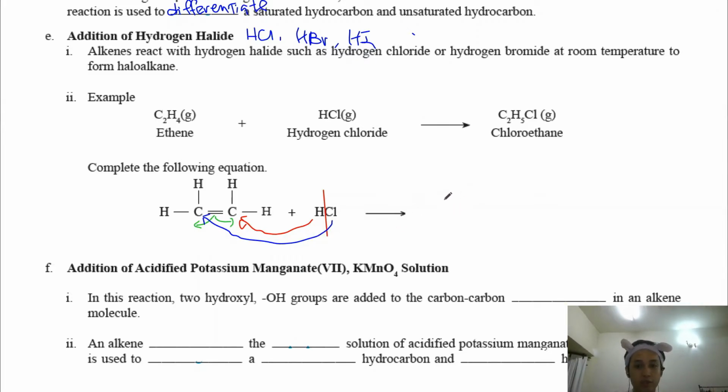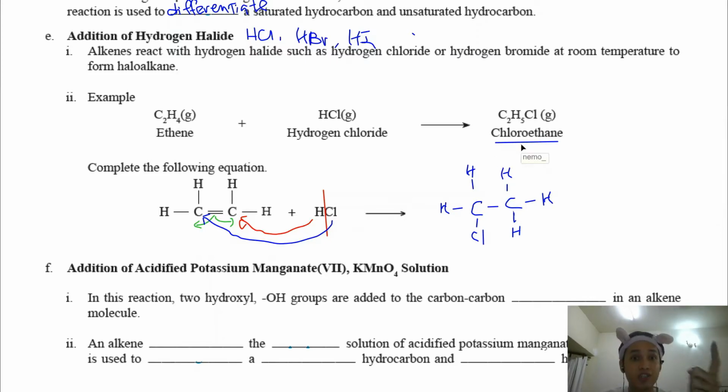When you draw the structural formula, draw the carbon first, and then you can draw in the HCl first. Hydrogen goes here, Cl goes here, and then you fill up the hydrogens. Remember, you must always complete your structural formula, you cannot leave the other hydrogens empty. So this is the structural formula for chloroethane. Don't worry about the naming. The naming I will teach you in the next part after I finish with all the addition reactions.